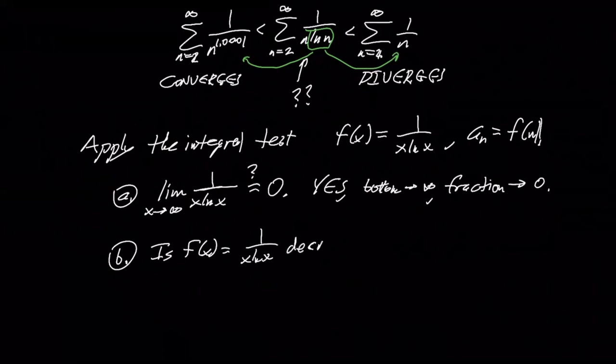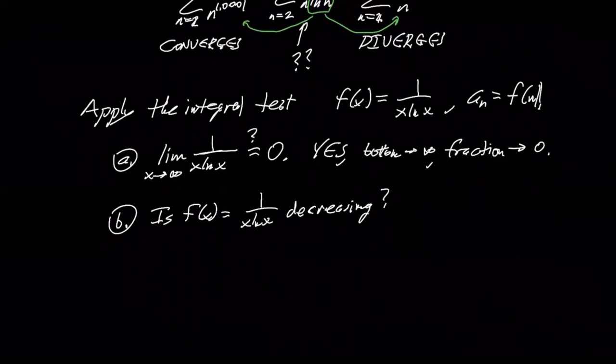Does it always get smaller as you increase x? You could give a pretty easy argument that, yeah, as x increases, natural log of x is increasing. So the product is increasing, so 1 over it is getting smaller. If the bottom is getting bigger, then 1 over it is getting smaller. But I do want to show you a more general argument.